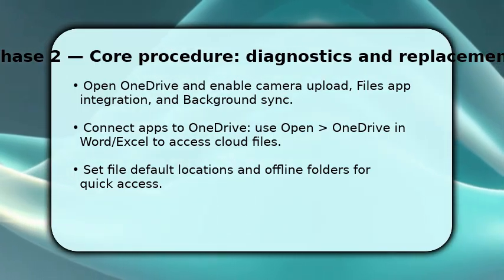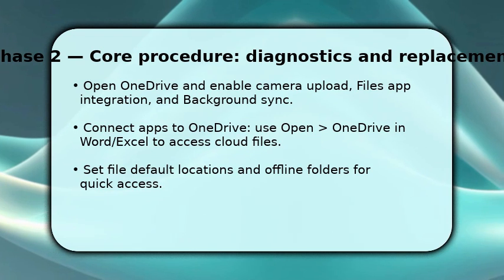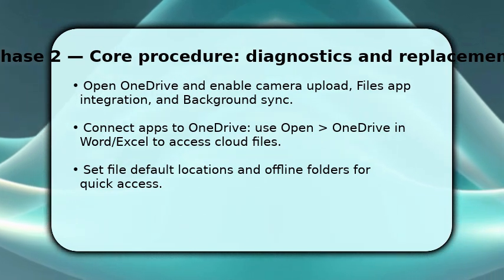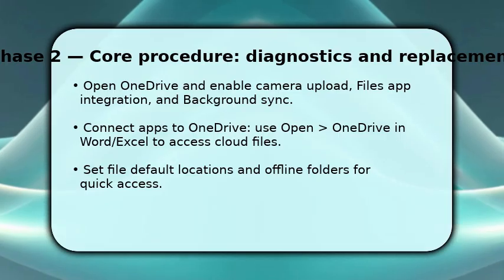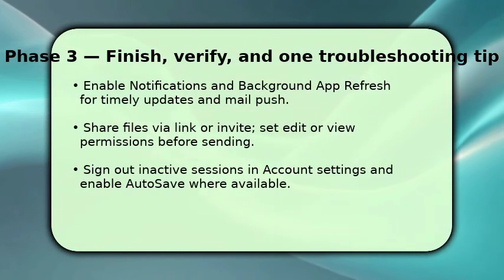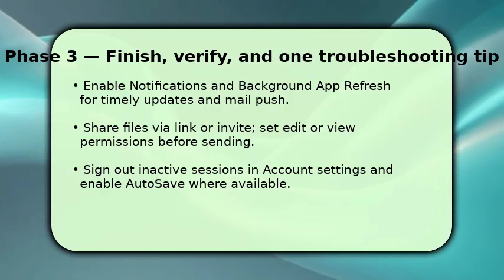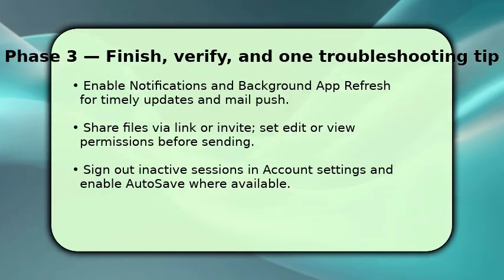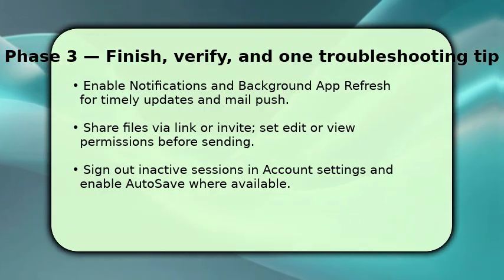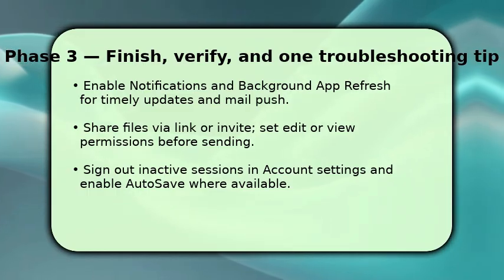Also review app permissions for contacts and calendar in Settings to allow Outlook and shared. To finish, enable notifications and background app refresh so Outlook and Teams deliver updates. Confirm autosave is active in Word, Excel, and PowerPoint for real-time saving to OneDrive.